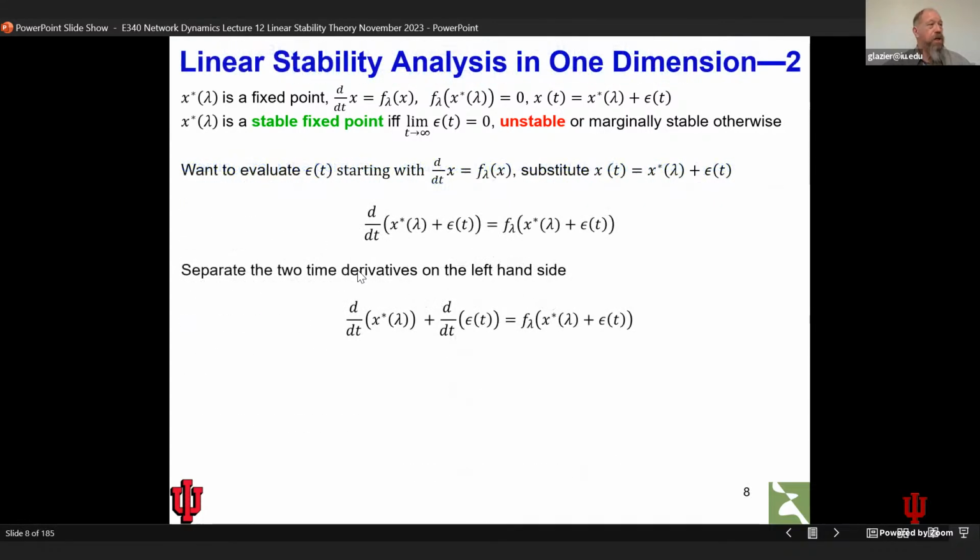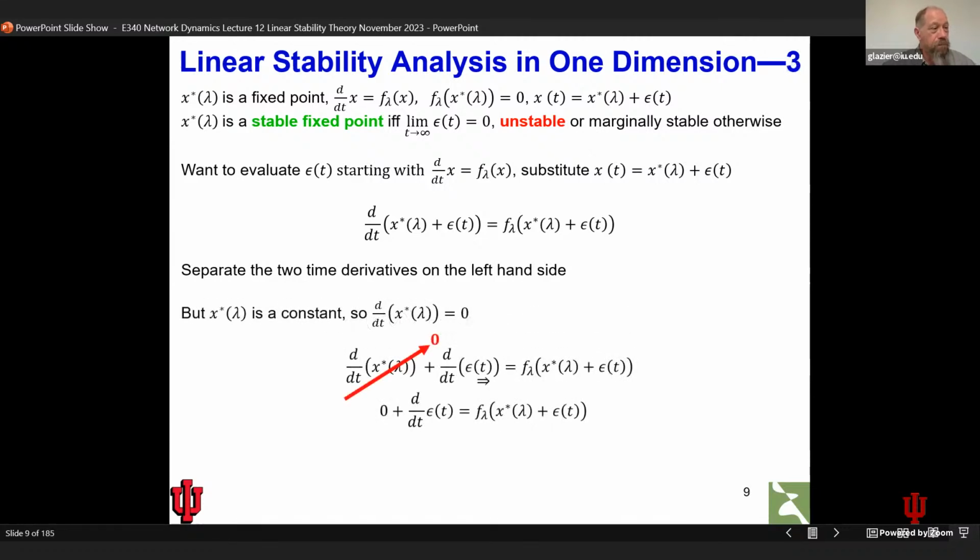So we haven't done much there. And on the left-hand side, we have now d by dt of x star plus epsilon, which we can separate into d by dt of x star plus d by dt of epsilon. But x star is a constant, so its derivative is 0. So now we have d by dt of epsilon is equal to f of x star plus epsilon. So we're turning a rate equation for x into a rate equation for the perturbation epsilon.